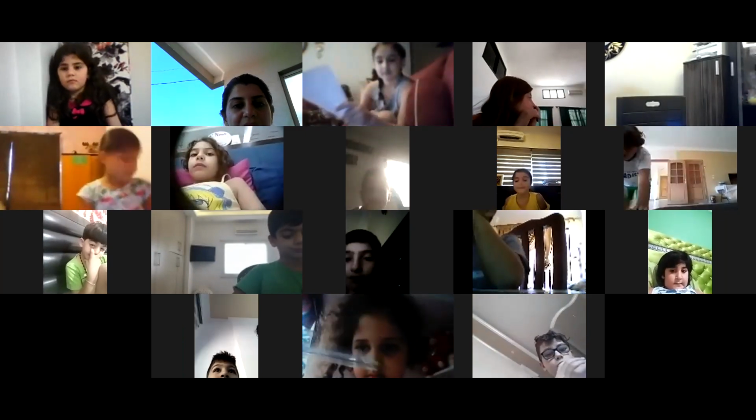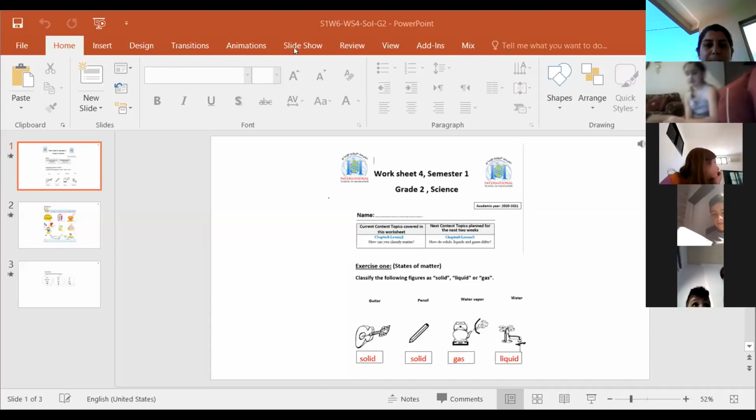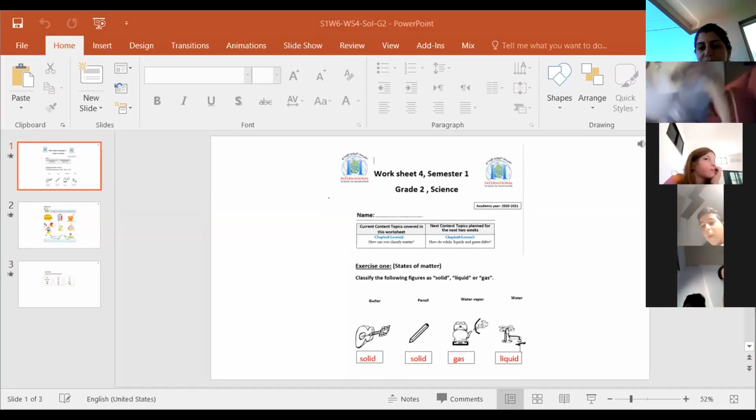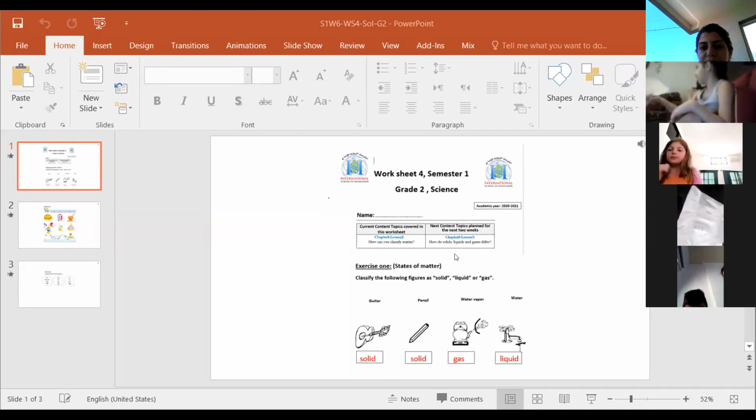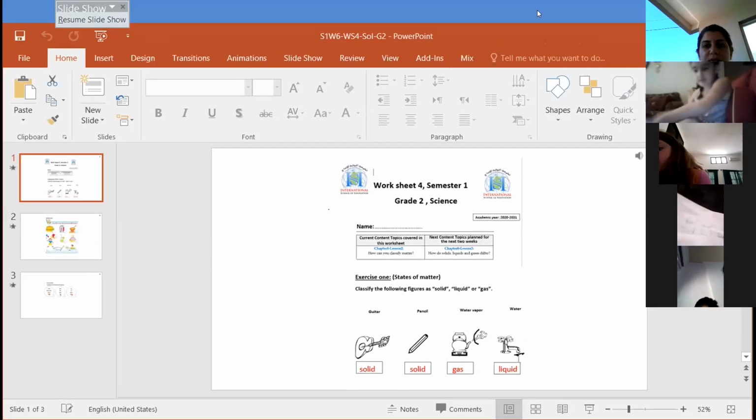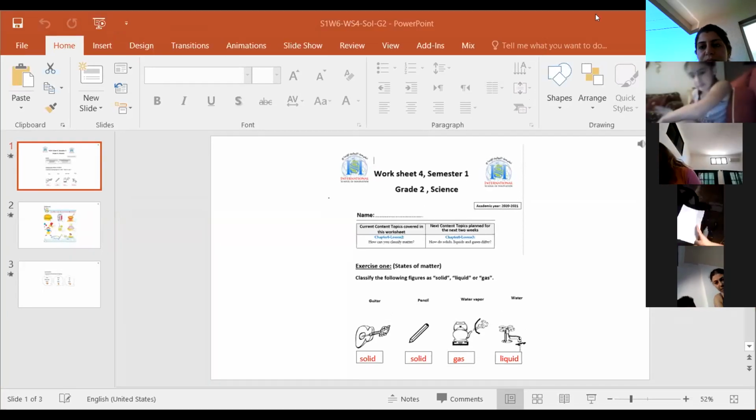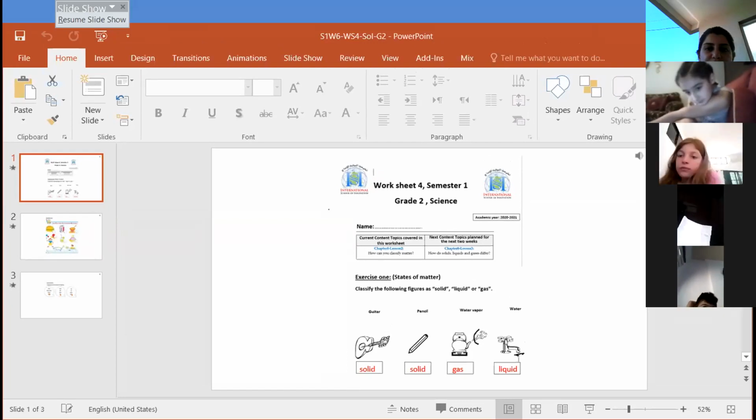Now I'll go to the worksheet. If you have any questions before I move on to the worksheet, raise the computer hand. Bravo, Batul. Okay, let's move on to the worksheet. This is the worksheet. Okay, now we can all see the worksheet. Do you want me to make it bigger? Let's start with the first page.